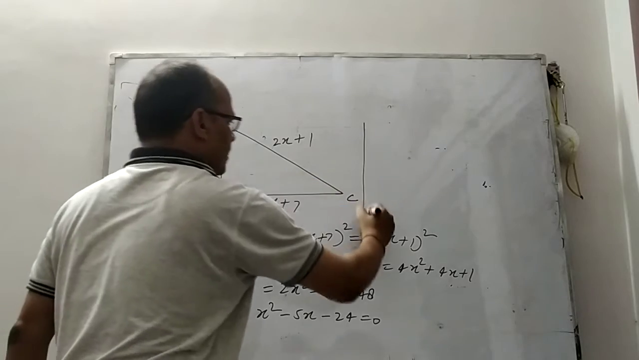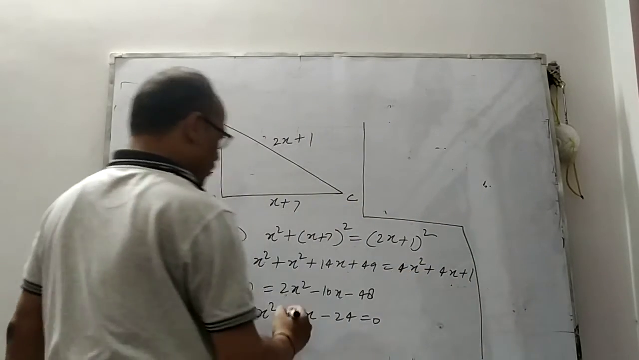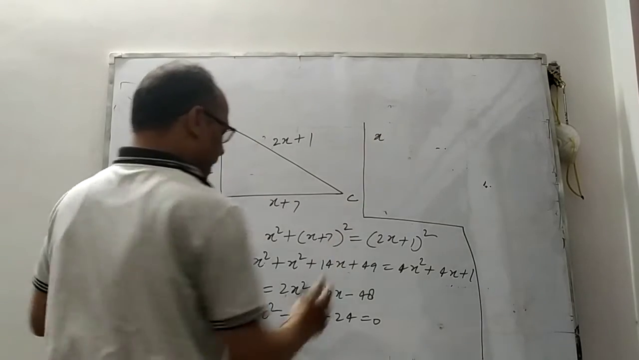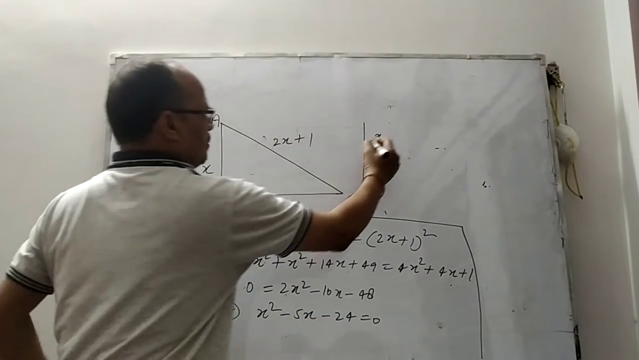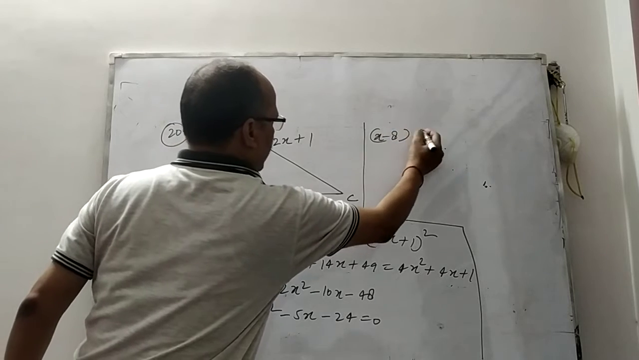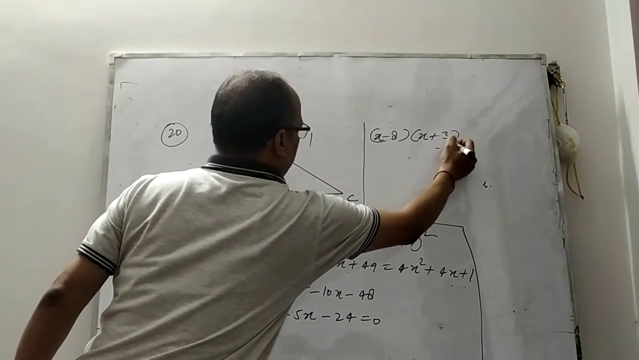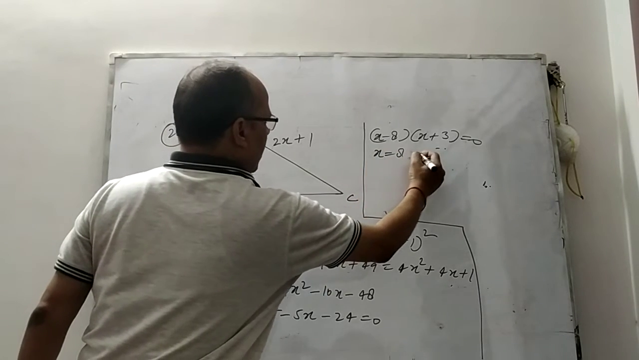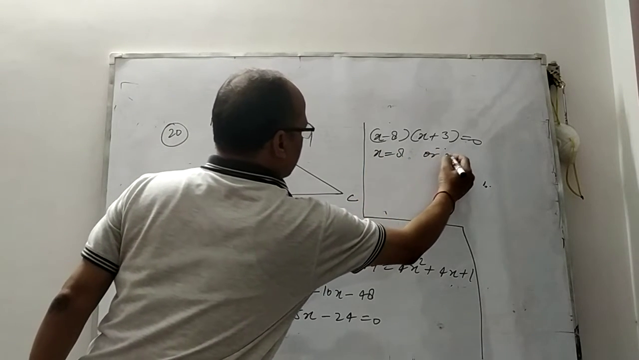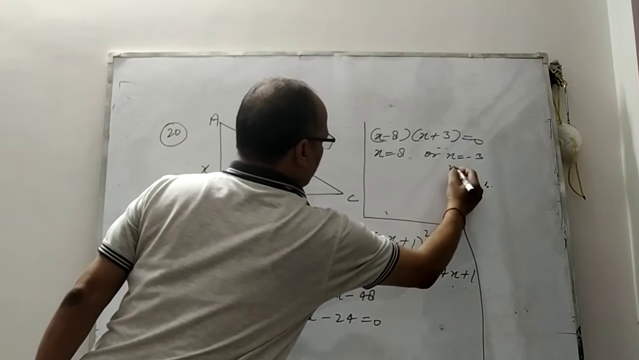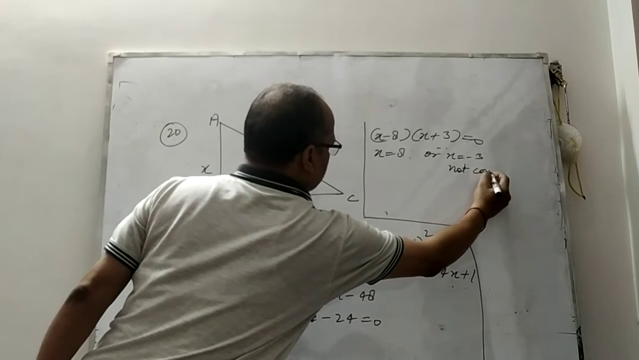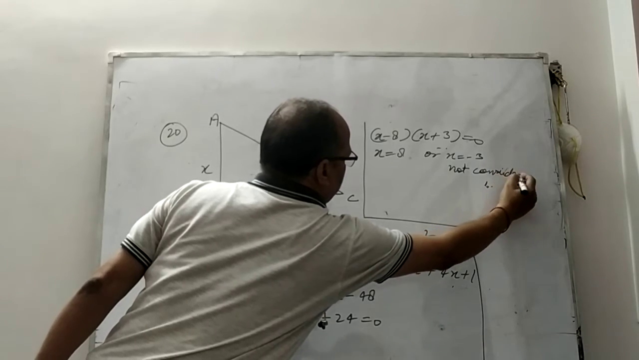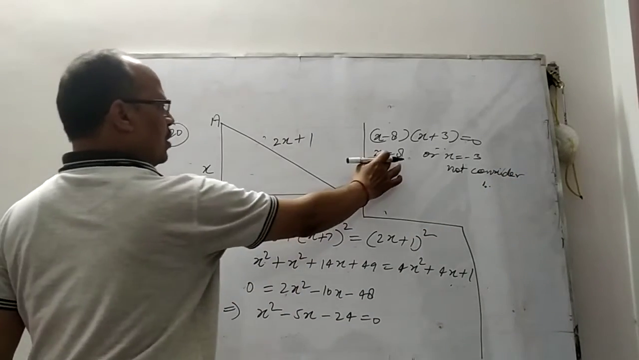Yes. Then after simplification, what will you get? 8 threes are 24, so x minus 8 or x plus 3 equal to 0. This factorization you will get. The x equal to 8 or x equal to minus 3. No, this will not be considered because length is never negative. Correct? x equal to 8.